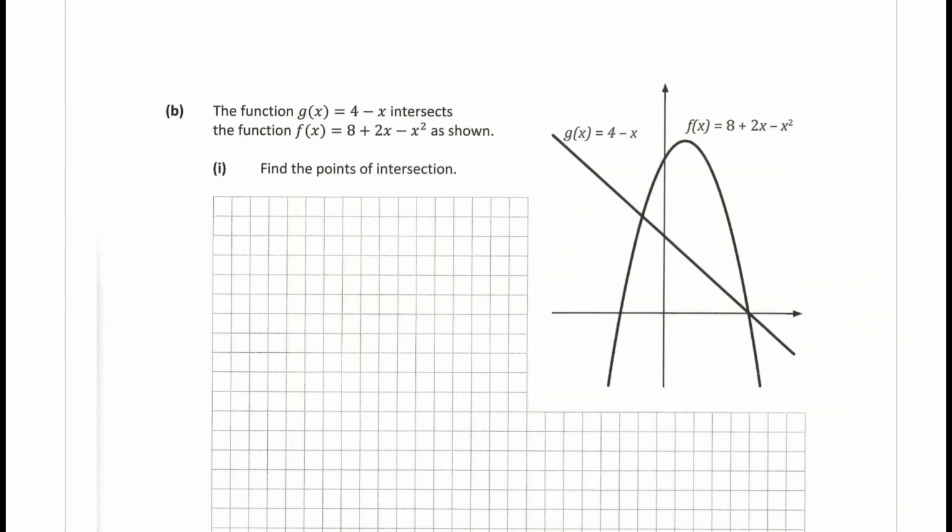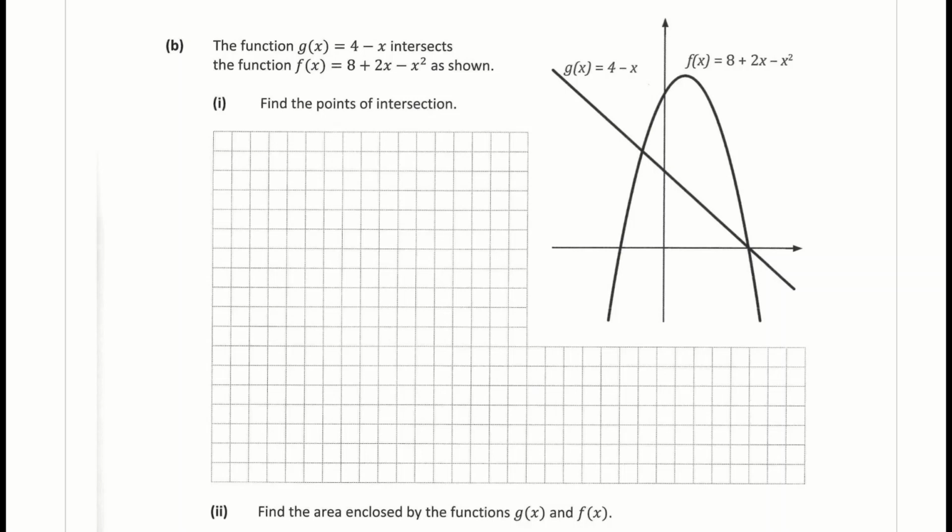The first part is asking us to find points of intersection. Again, points of intersection between a curve and a line. When we have two things intersecting, they must be equal to each other. So all I'm going to do here basically is that since they intersect, I now know that g of x must equal f of x. That's what we know. So therefore, I can say that 4 minus x is equal to 8 plus 2x minus x squared.